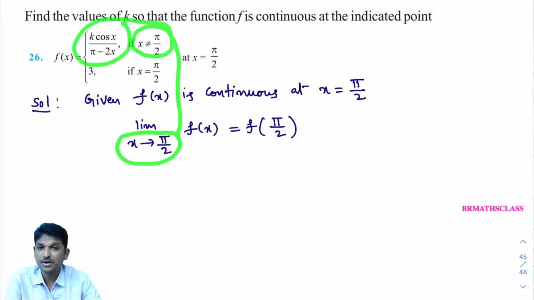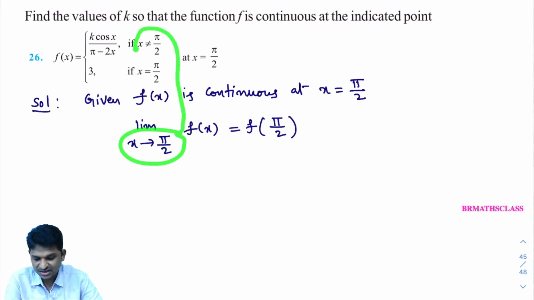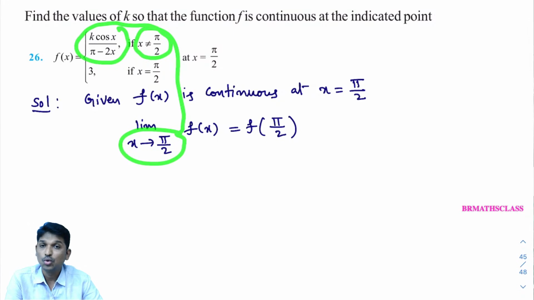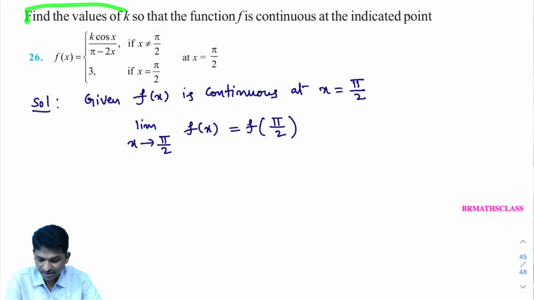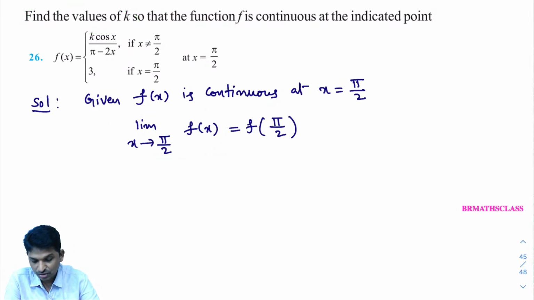When x approaches pi by 2, there is a chance that x values are greater than pi by 2. When x values are greater than pi by 2, that means x values are not equal to pi by 2. In that case also we will choose the first function only. What I am trying to say is, to find the value of k, there is no need for the left hand limit and right hand limit. Directly we can calculate. So I'll calculate.